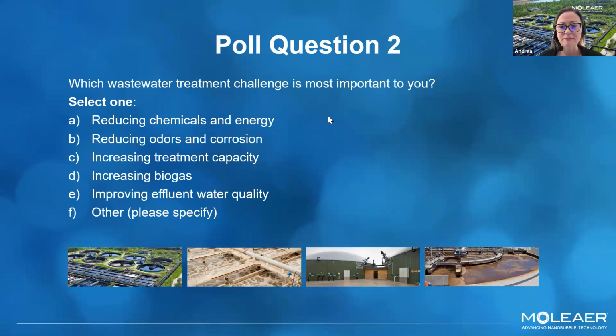Again, in the first place position at 43%, we have reducing chemicals and energy. And then to lesser percents, we have improving effluent water quality and increasing treatment capacity. John, as an operator, can you tell us a bit more about what can be done to help reduce chemicals and energy?